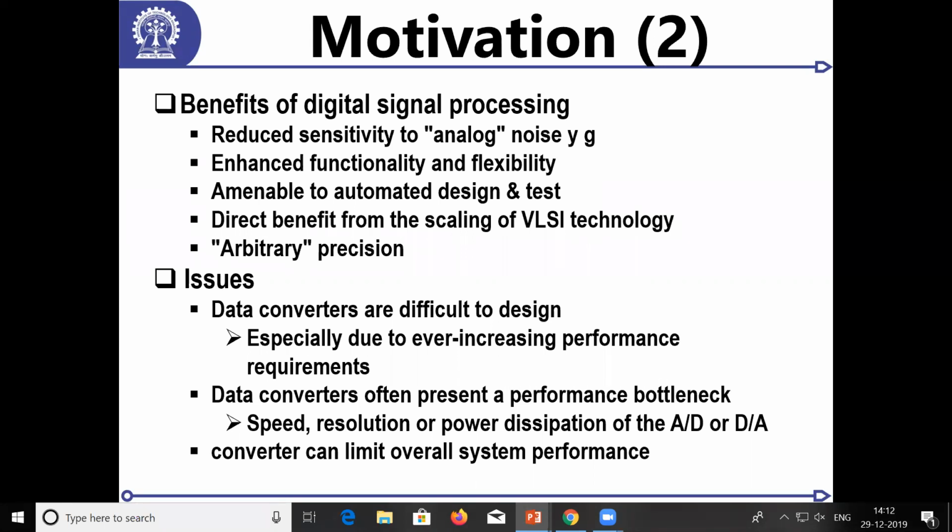I'll give you an example of how we trade off speed versus resolution. We'll work out a simple technique on the board where we'll figure out that if I sacrifice the speed, I can get arbitrary resolution. I can get larger and larger resolution if I can reduce the speed. So these data converters present performance bottlenecks in terms of speed, resolution, and power, and these tend to overall limit the performance of a system.